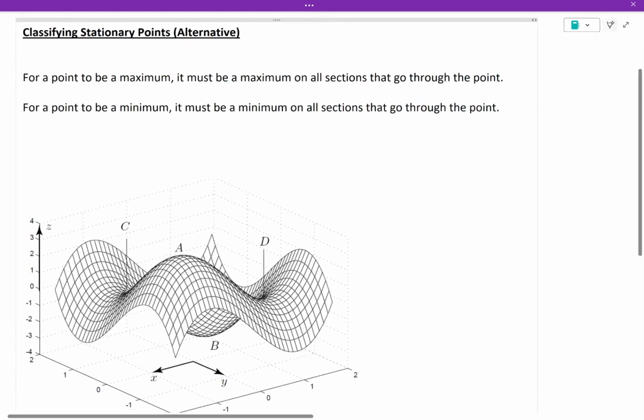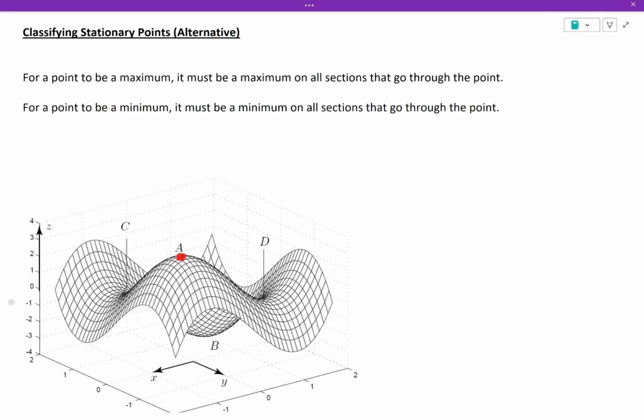Well, I'm going to demonstrate it using point A, our maximum, which is this point here. So let's now consider a section at A. Let's keep the x coordinate the same and only change our y coordinate. So if we get the x coordinate at roughly 0 and just move the y coordinate, we'd end up with the following, like that. Now you can see on the bit of the graph in blue that I've drawn, that red point is indeed a maximum on that bit of the graph. So it's a maximum on that section, so that seems to check out.